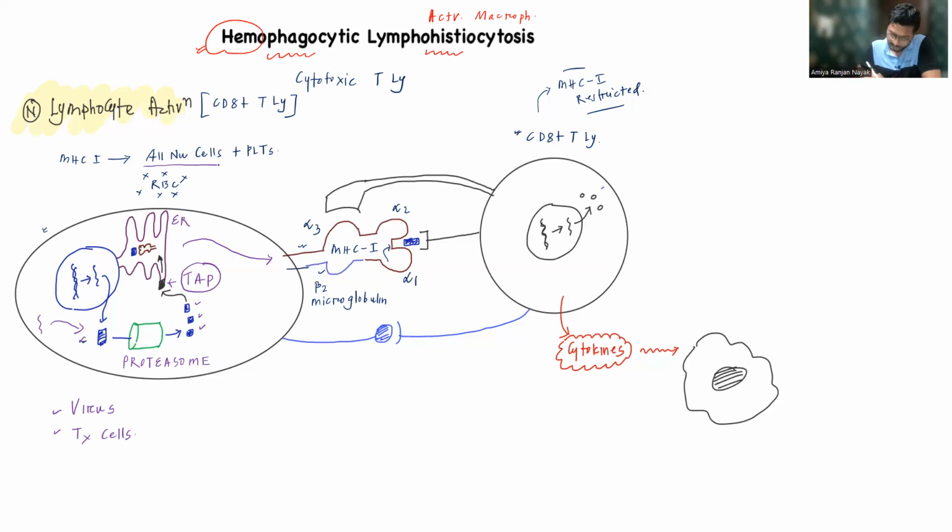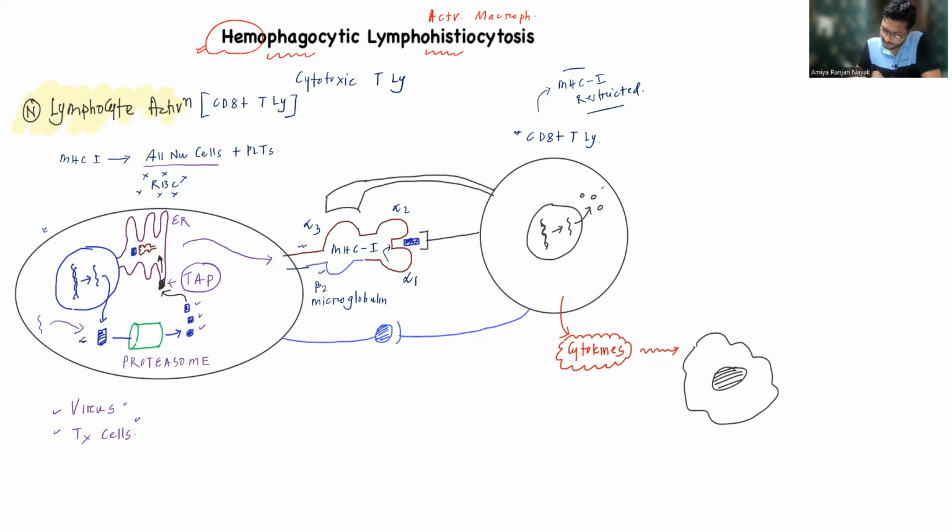So especially the virus infected cells and the tumor cells, these cells will be recognized by the CD8 plus cells. And once the CD8 plus T lymphocytes, or you can say the cytotoxic T lymphocytes, recognize these virus infected cells or the tumor cells, they'll have various mechanisms to destroy these cells. Now, how exactly is this interaction happening? Now we'll try to focus more on that.